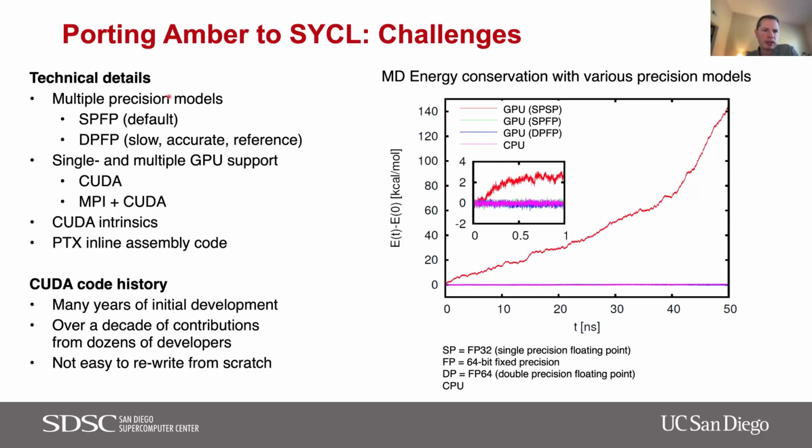In addition, we had these multiple precision models. So there's the SPFP and then a double precision, fixed precision. We have an MPI implementation. Some of the code is written in CUDA intrinsics with PTX inline assembly code. So if you run Cyclomatic, it's not going to know what to do with any of this, of course, right?